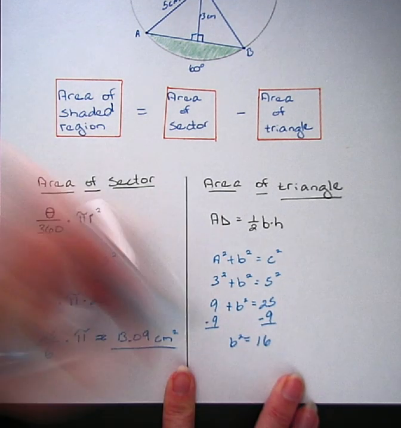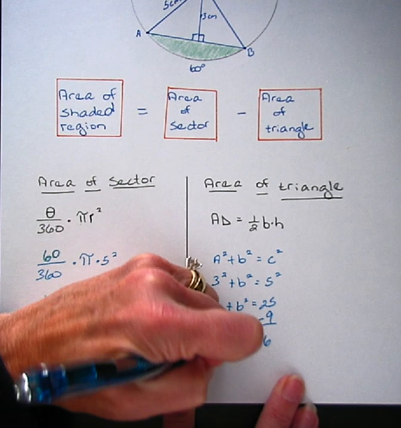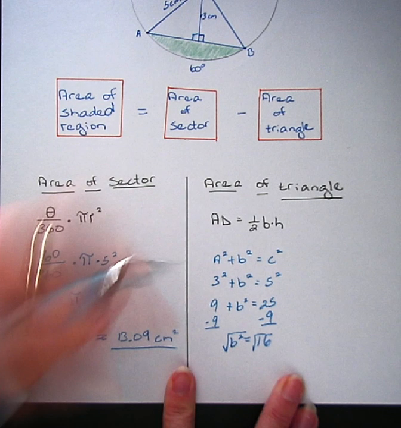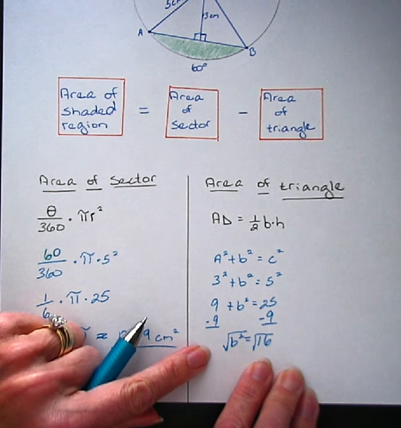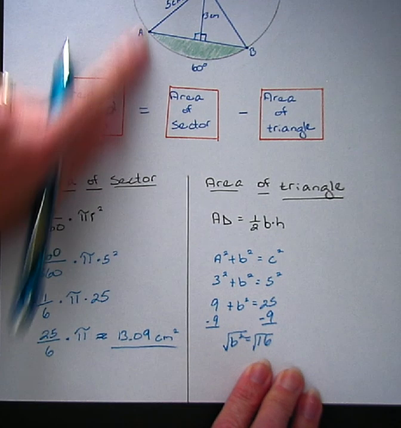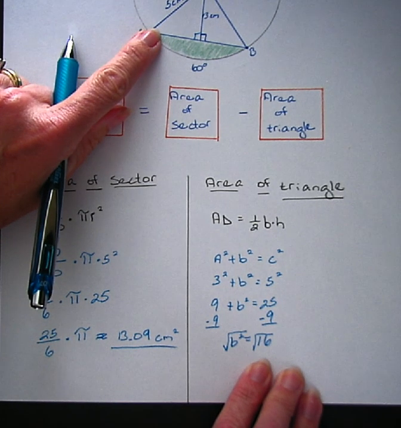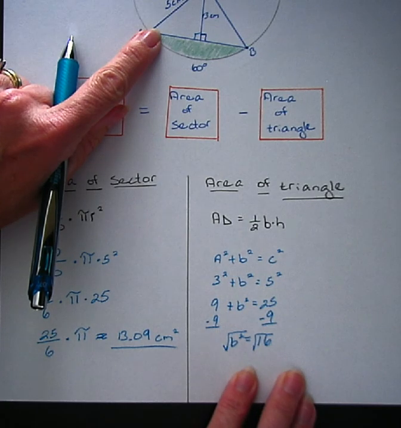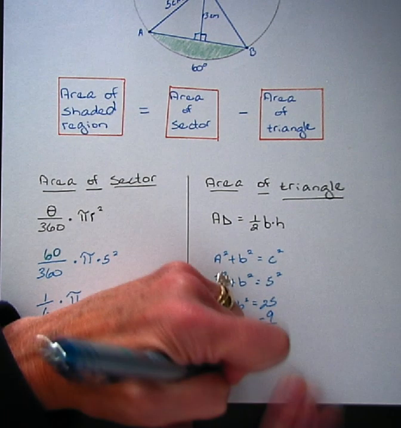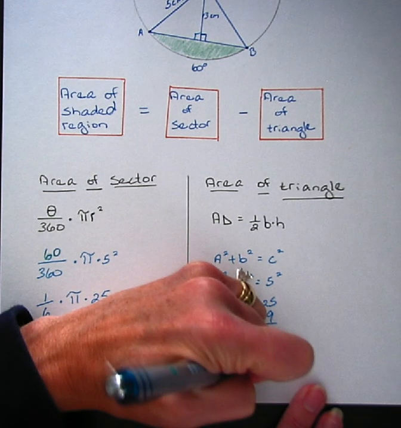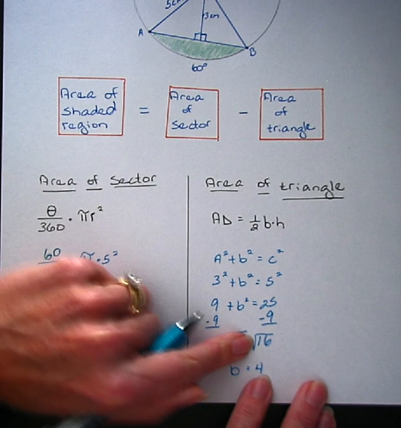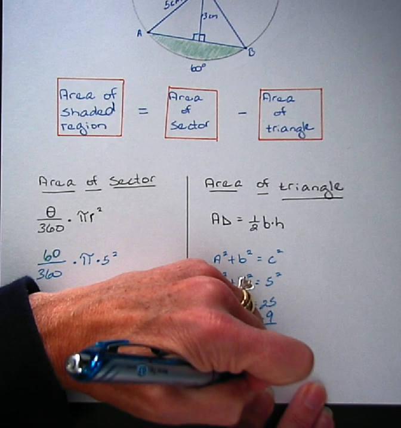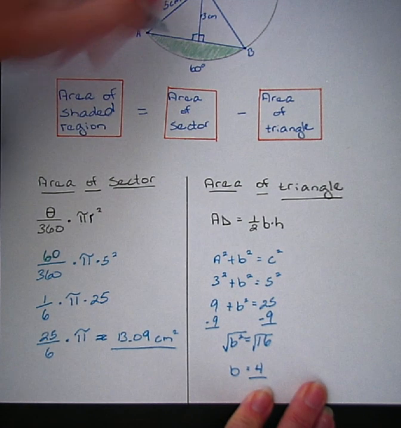Take the square root of both sides. When you take the square root, you generally have two answers, a positive and a negative answer. But since we're dealing with measurement, we never have negatives in measurement because you can't measure a negative 4. So we're only going to consider the positive square root of 16. So we know that our base right here is 4.